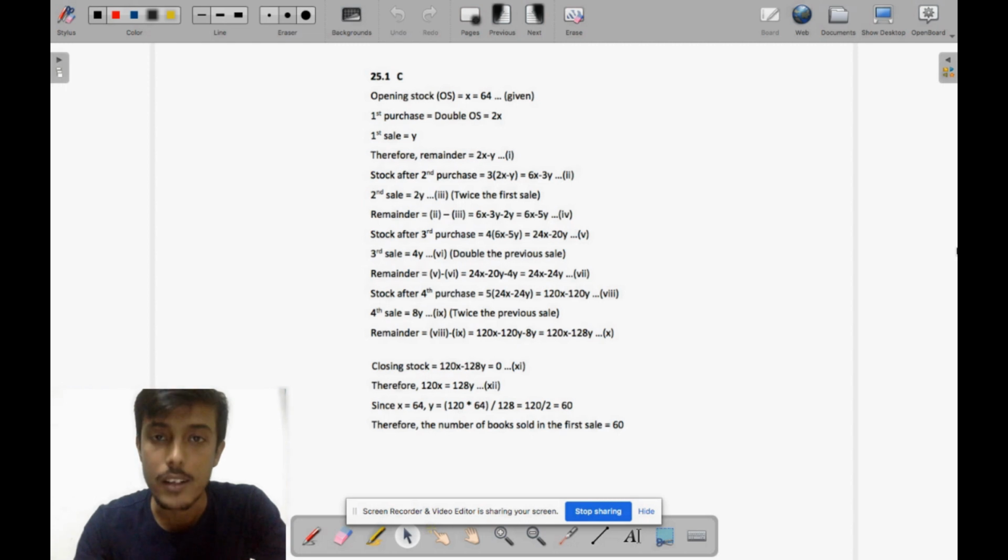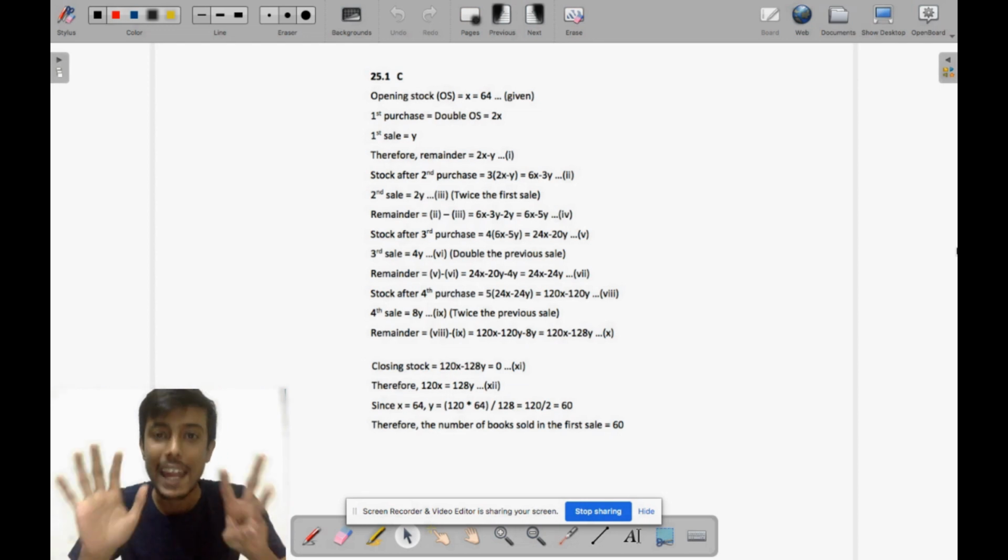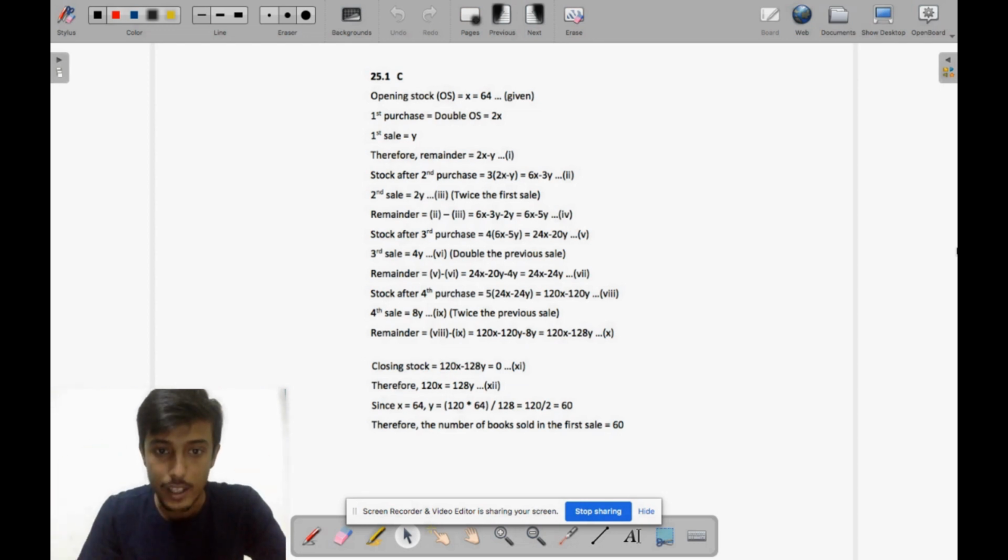And the fourth sale will be what? Double the third sale. What was the third sale? It was 4y. What will be the fourth sale? It will be 8y, 2 into 4y. So the remainder finally after the fourth sale will be what? Equation 8 minus equation 9, which gives you equation 10, which is what you want to reach, equal to 120x minus 128y.